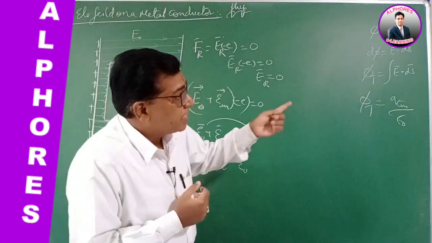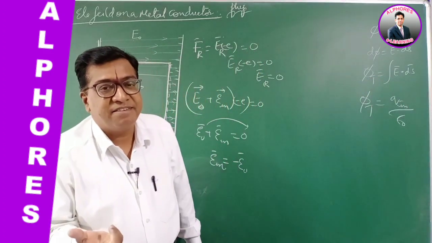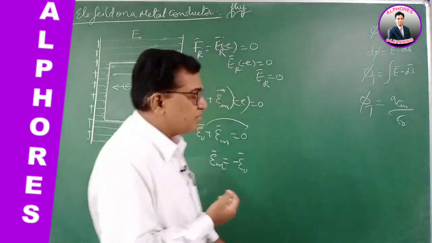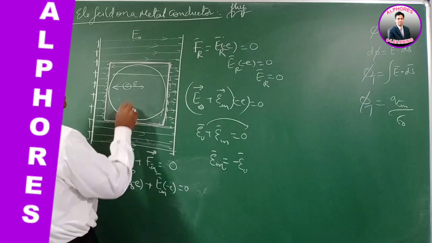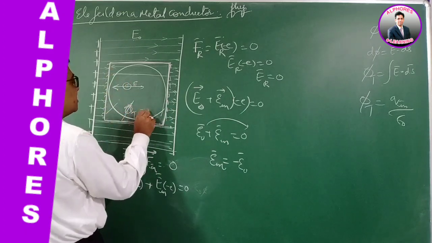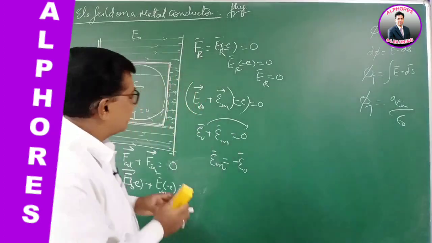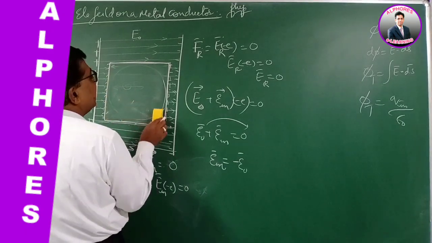We know the total flux is the integral of E dot dS. When the net electric field intensity is zero, then the flux is zero. So inside the conductor, when you imagine a Gaussian surface, the total flux emerging from it becomes zero. So there is no field inside the conductor. The total flux inside the conductor becomes zero.